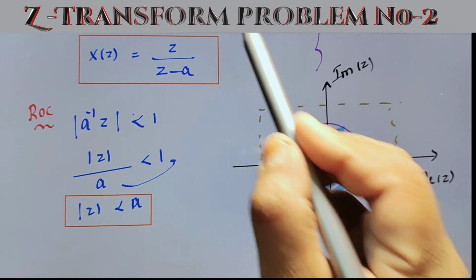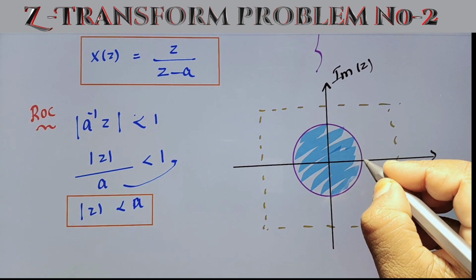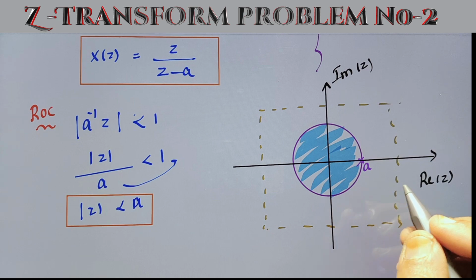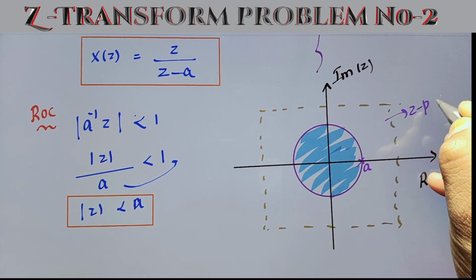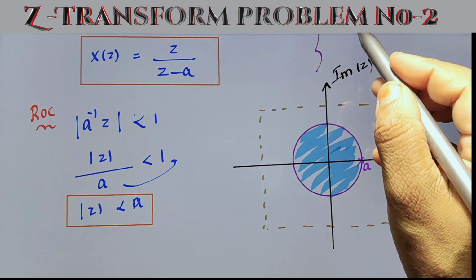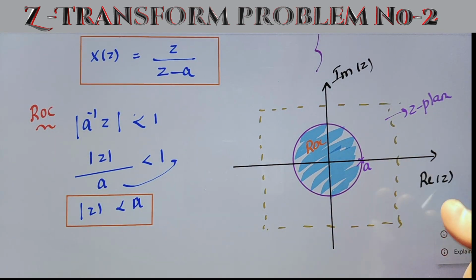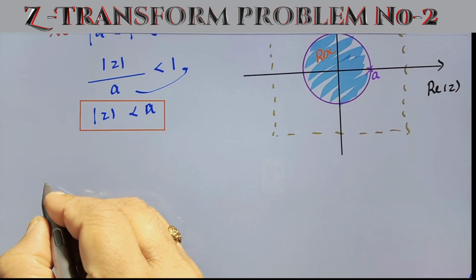So this is inside the circle. Okay. So modulus of z is less than a, right? So this is for the pole. One of the poles here, take it as a. Okay. Right. So this is for z plane. This is for ROC plane. Right.